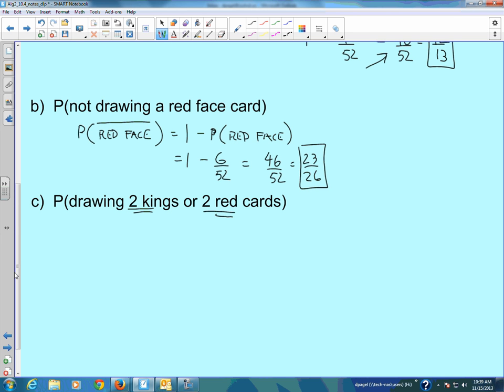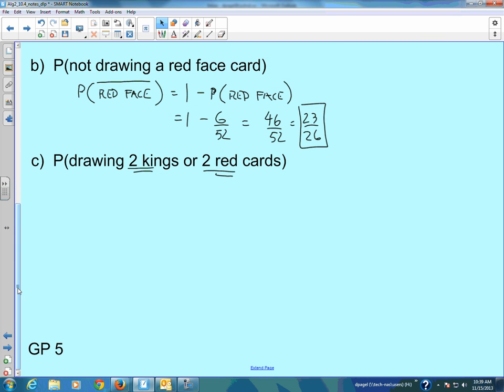So first, I guess we need to determine whether this is overlapping or if it is a mutually exclusive condition. So ask yourself the question, can you draw and have in your hand 2 red kings? Is that possible? Can I get 2 red kings? The answer is yes. I could have 2 red kings. So these are overlapping. So we have an overlapping condition here, because I could get 2 red cards that are kings.